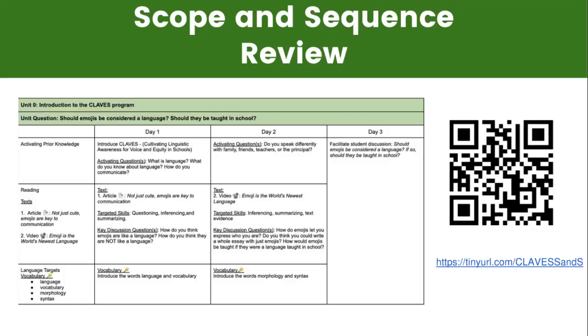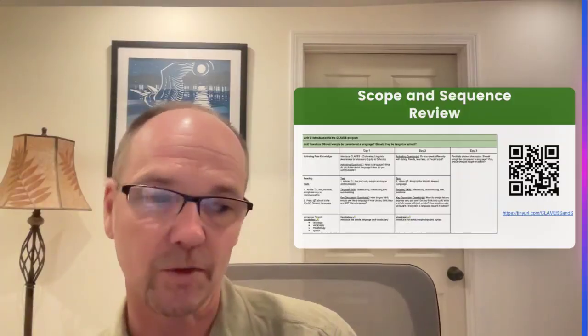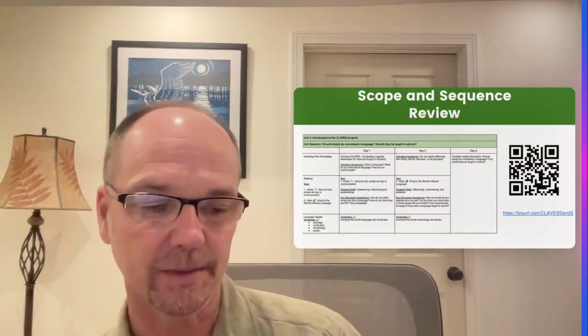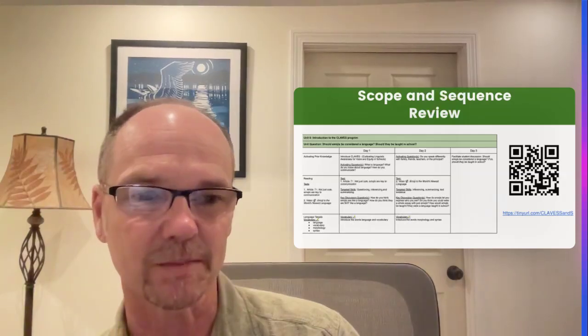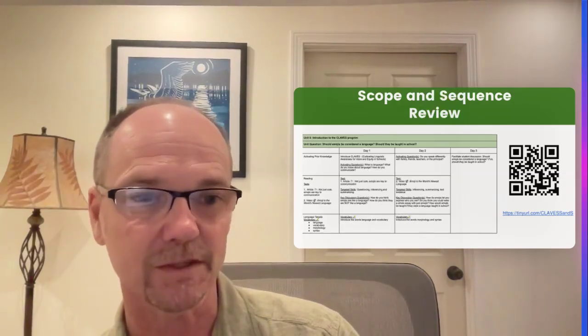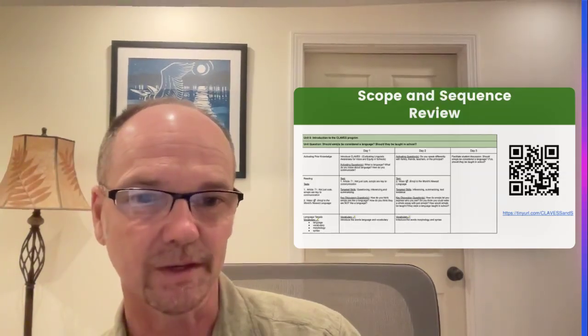So again, you can see how those key discussion questions for the given texts are leading to that day 3 final discussion. Should emojis be considered a language? And if so, should they be taught in schools? So that's the basic overview. The idea is that it would take 3 instructional periods. It's fun. Kids tend to enjoy this particular text because it's engaging and is very relevant to their lived experiences.